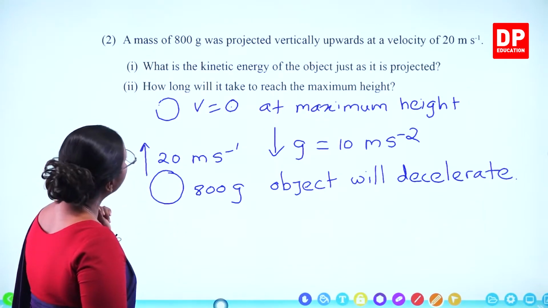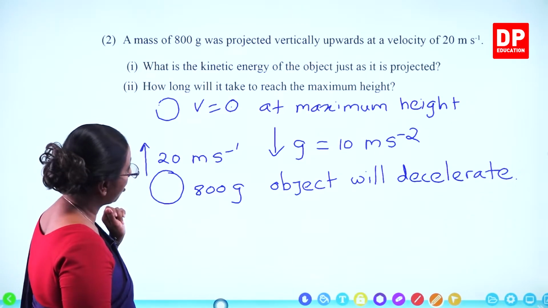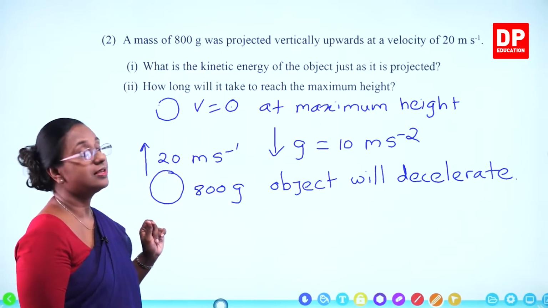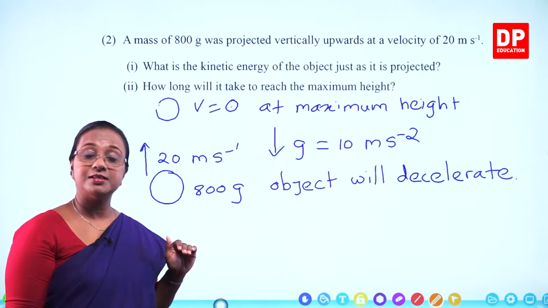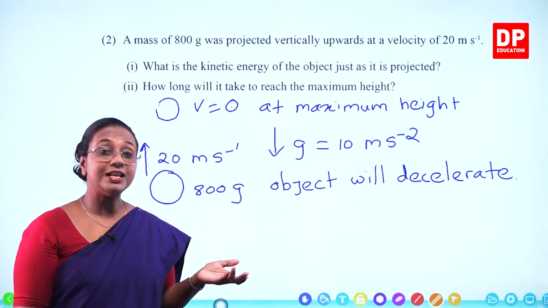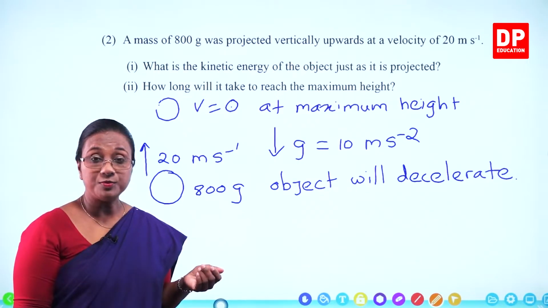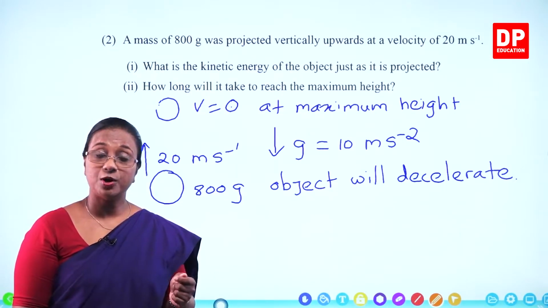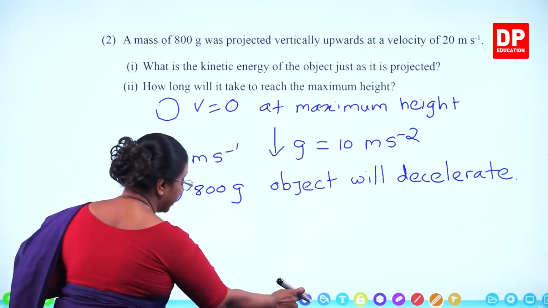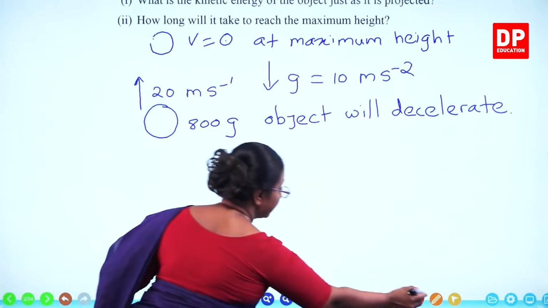Question. What is the kinetic energy of the object just as it is projected? So at this point, velocity is 20 meters per second. What is kinetic energy? Energy of an object due to its motion. That is the mechanical energy of an object due to its motion. And you all know the equation. What is the equation?